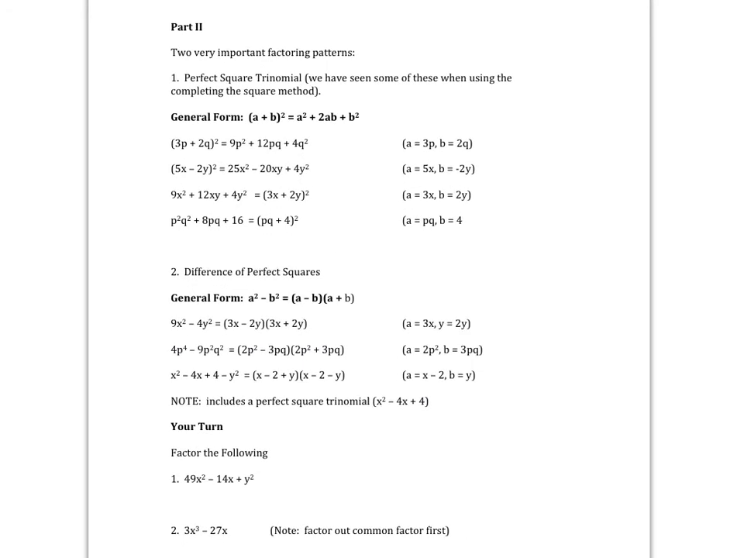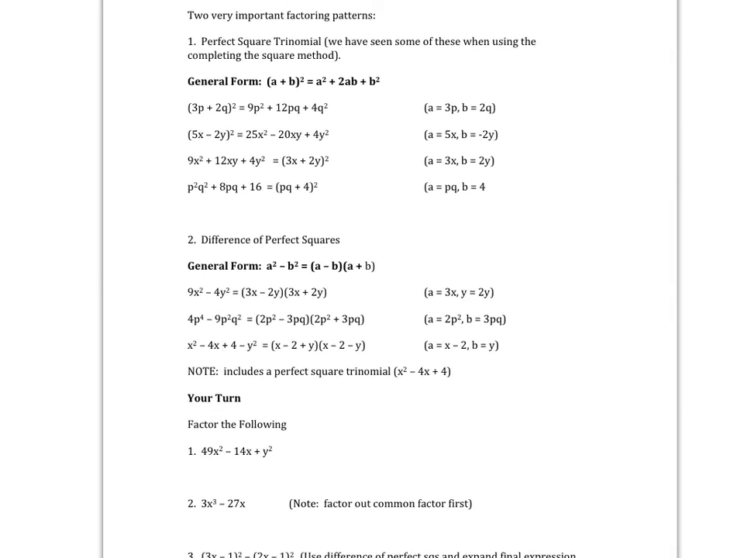Okay, so you should review these general forms for factoring a perfect square trinomial, a plus b squared, and the difference of perfect squares, a squared minus b squared. Okay, this first one is certainly not a difference of perfect squares. Is it a perfect square trinomial? Can it be factored into the form a plus b squared, which would be a squared plus 2ab plus b squared?